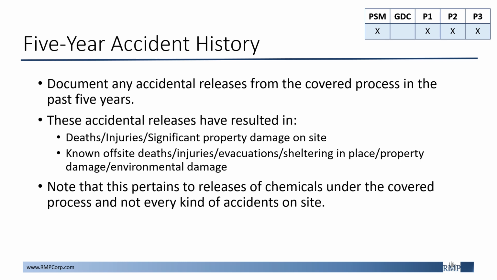One example of an accident that would not be included in the 5-year accident history is if an operator falls from a tank while climbing a ladder. Because it is not related to a release of chemical, it would therefore not be included as part of the 5-year accident history.